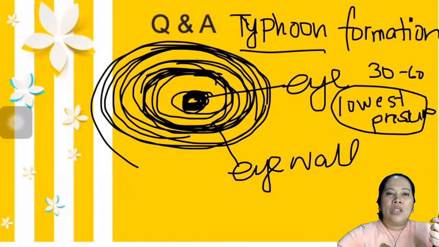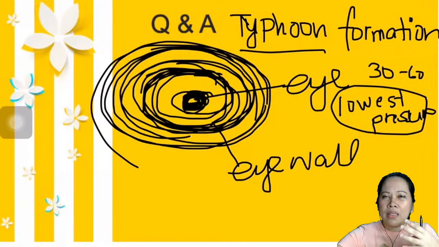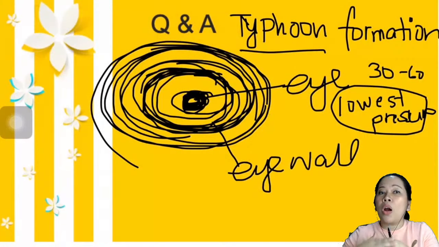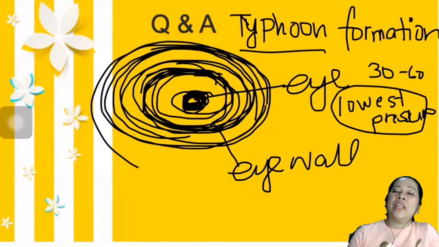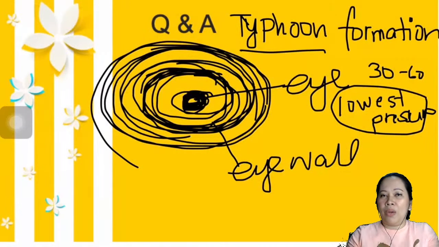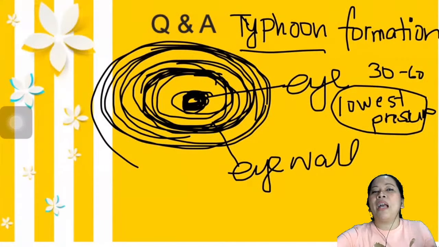Okay, so where does the typhoon come from? Saan ba ito nanggagaling? Again, it's coming from your ocean. How are they formed? It's over warm water near the equator, and the equator, alam niyo yung equator, diba? It's imaginary.